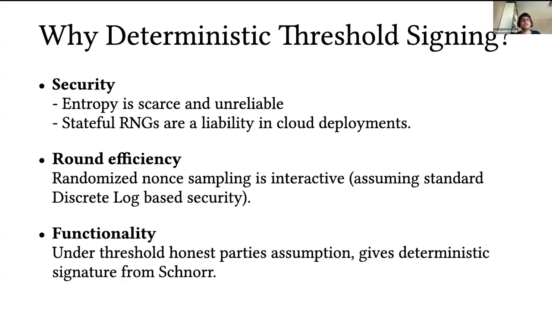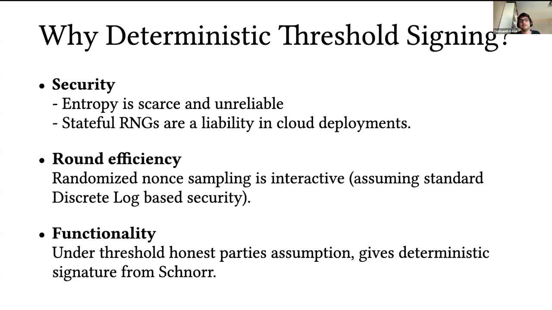And there's a couple of side effects. For one, randomized nonce sampling is usually interactive. There are some ways to reduce this interaction if you make some stronger assumptions, like stronger interactive assumptions. But if what we care about is standard discrete log-based security and simulation security and so on, it takes a couple of rounds to sample this nonce. And so if we had a deterministic way of sampling this nonce, maybe we can save on this interaction.